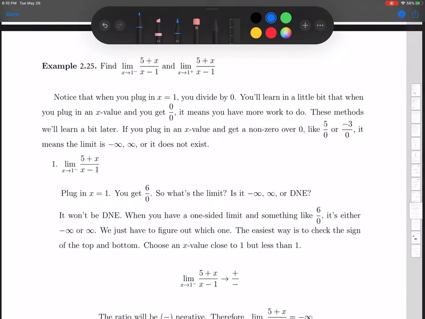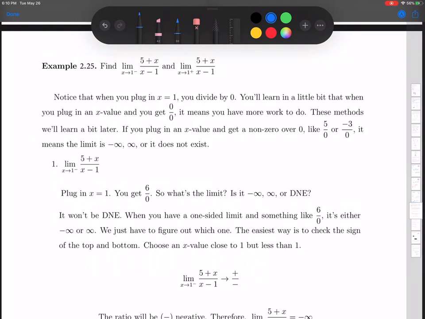Let's see, what do we got? A couple more types of problems that are interesting for us. So, example 2.25. The limit as x approaches 1 from the left, or I kind of read that backwards. Let me reread that. So find the limit of 5 plus x divided by x minus 1 as x approaches 1 from the left. All right. And do the same thing as x approaches 1 from the right.